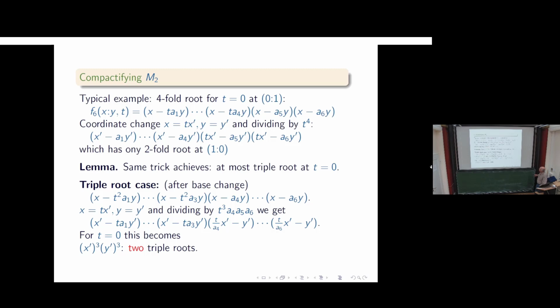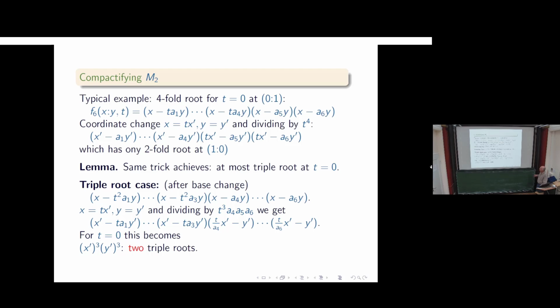And then with a triple root, again we can do something. So after base change, you have to do this t squared here. So again, I make this substitution and divide by this. I get this, which means that I have just here 2 triple roots. So in some sense, you should worry about this. Normally you would think that if there are two triple roots, that's worse than having only 1 triple root. But at least it's unique.